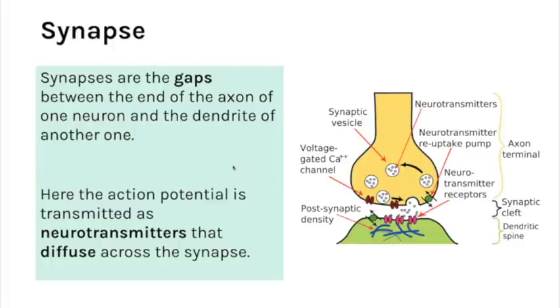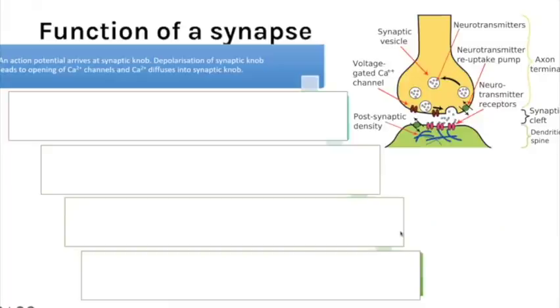So synapses are the gaps that we have between the neurons. So once you have your action potential reaching the end of a neuron, it has to get to the next one. And in order to do that, we have to have neurotransmitters, which are chemicals, diffusing across the gap, which will then generate the action potential in the next neuron.